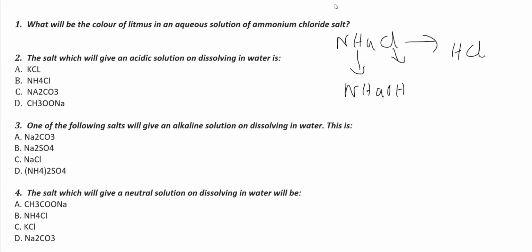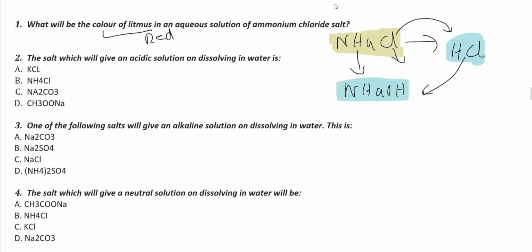Now you can clearly see that this is obtained from a strong acid and a weak base, ammonium hydroxide. You must know that this is a weak base and hydrochloric acid is a strong acid. Therefore, the salt so formed must be acidic in nature, as the strength of the acid is more than the strength of the base. Therefore, it is acidic in nature and the color of the litmus will be red in this case.